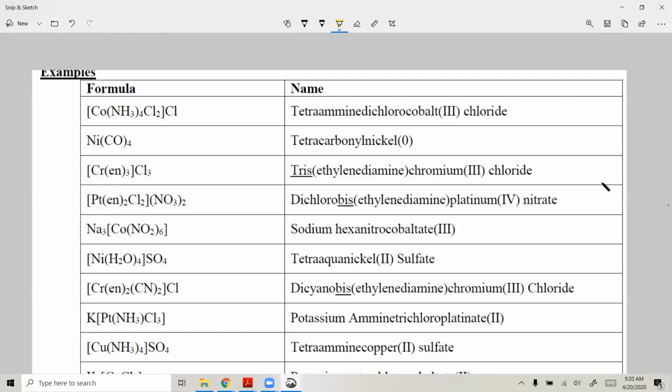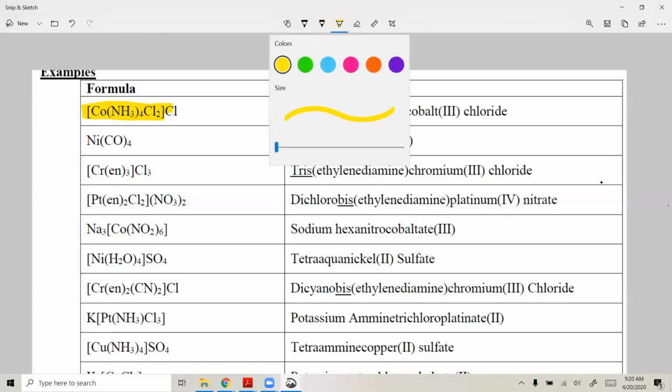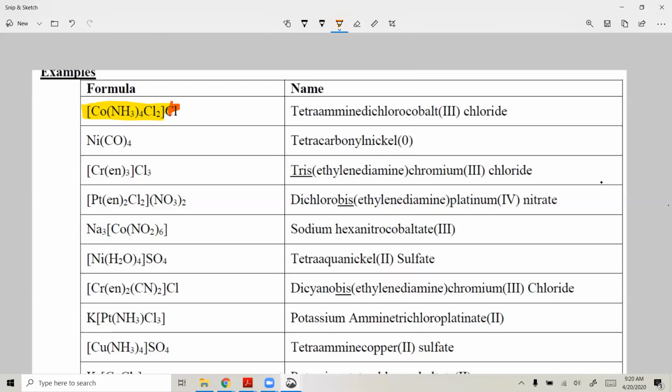So when we're looking at this one here, this complex, is that a cation or an anion? Is it a cation? It is going to be a cation, right? And we can tell this because we have to look at what it's partnered with. So it's partnered with chloride, and chloride is an anion. Right? So we have a positive metal complex, and we have our negative chloride.